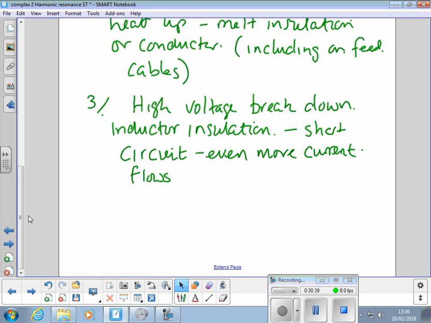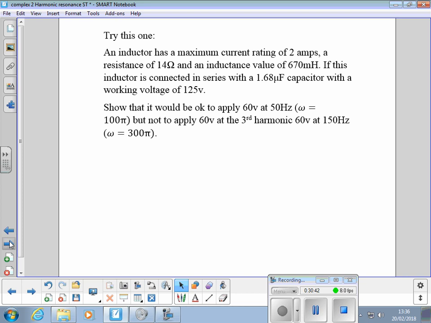What I've set up for you after that is to try this one. Do you remember the big iron core inductor, where you determined what the inductance was at different positions? This one's based upon one of those inductors. They have a maximum current rating of 2 amps, and the inductance is around about 670 millihenry.